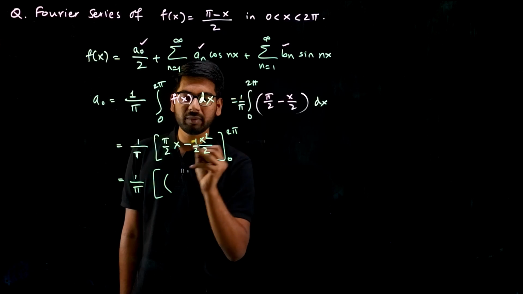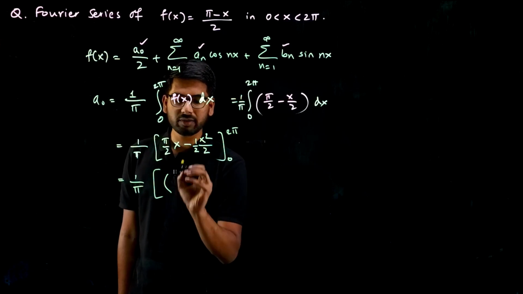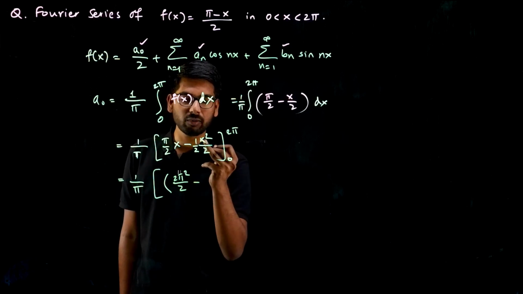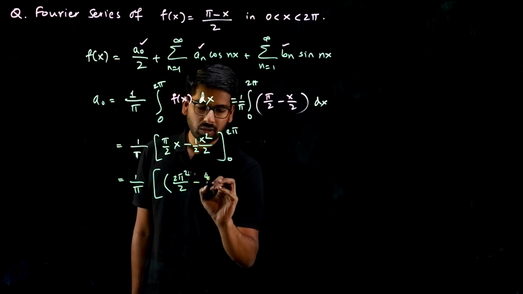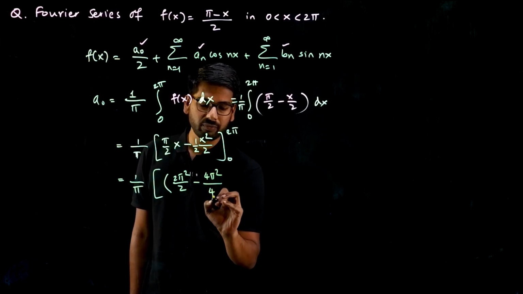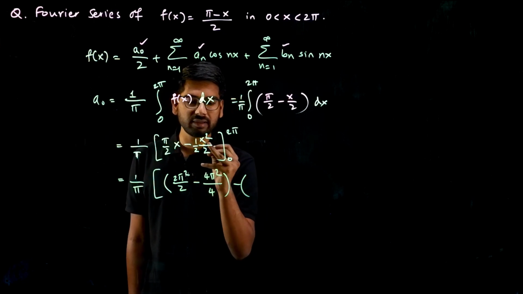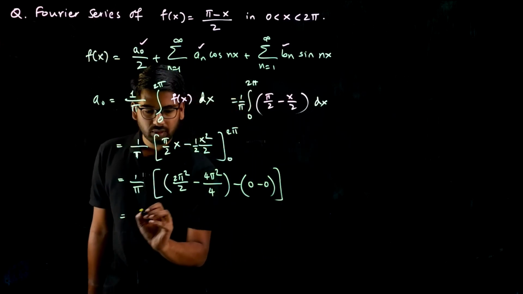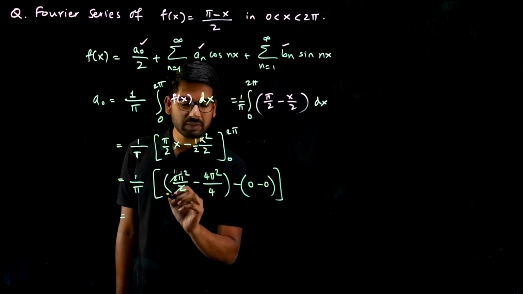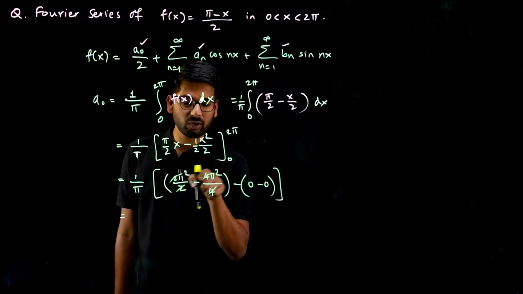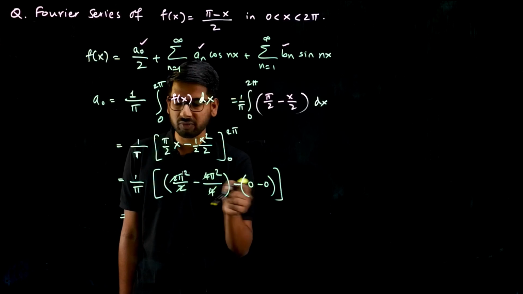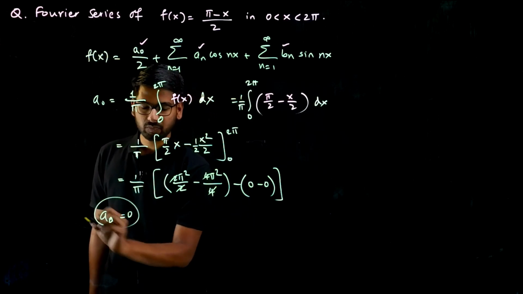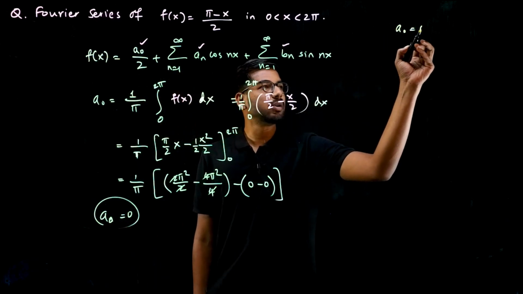if you substitute upper limit in place of x, what will you get? 2 pi into pi is 2 pi square by 2, right? Minus, if you substitute 2 pi here, what will you get? 2 pi whole square is 4 pi square by 2 into 2 is 4. Minus, if you substitute lower limit in place of x here, you get 0 and 0. 0 minus 0. So 2 pi square by 2 is just pi square, 4 pi square by 4 is just pi square, pi square minus pi square is 0, 0 minus 0 is 0, 0 into 1 by pi is 0.